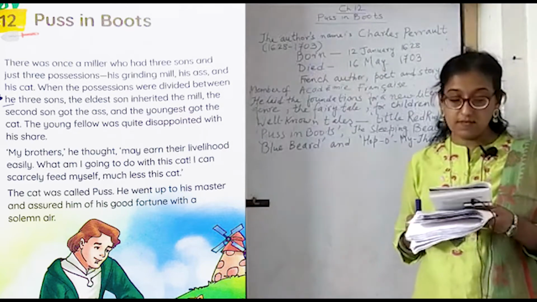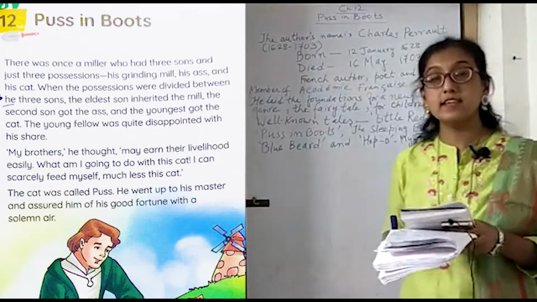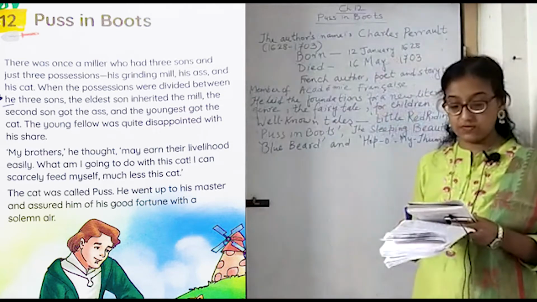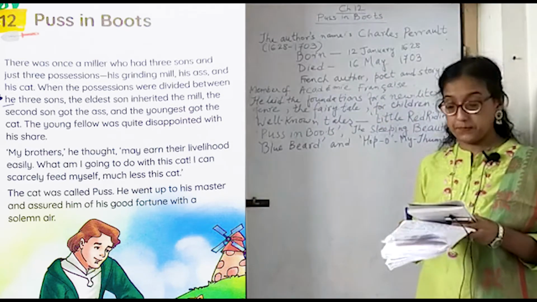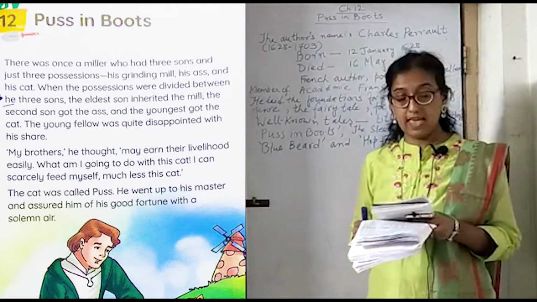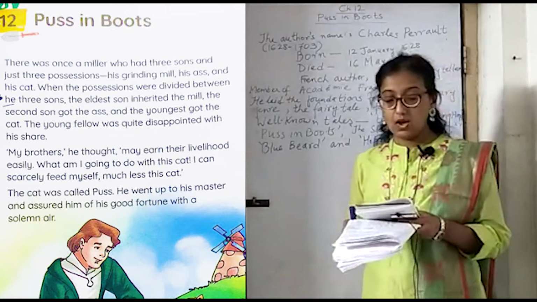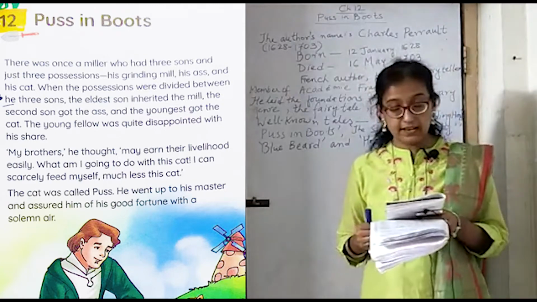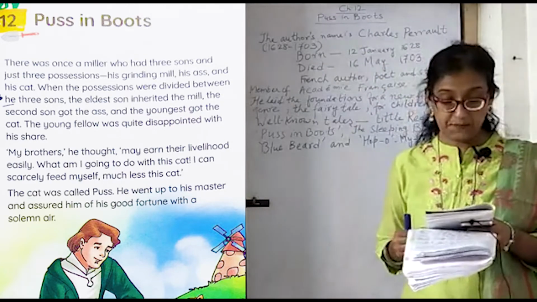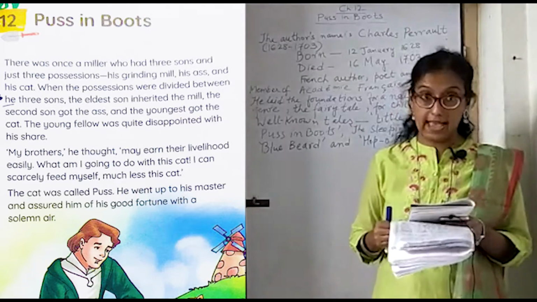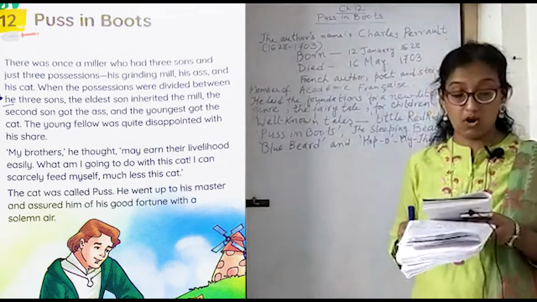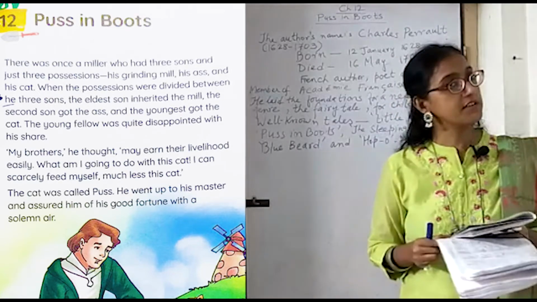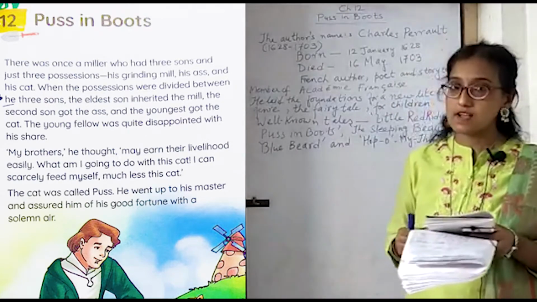There was once a miller who had 3 sons and just 3 possessions: his grinding mill, his ass and his cat. When the possessions were divided between the 3 sons, the eldest son inherited the mill, the second son got the ass, and the youngest got the cat. Now it was equally divided. The inheritances were equally divided between the 3 sons.